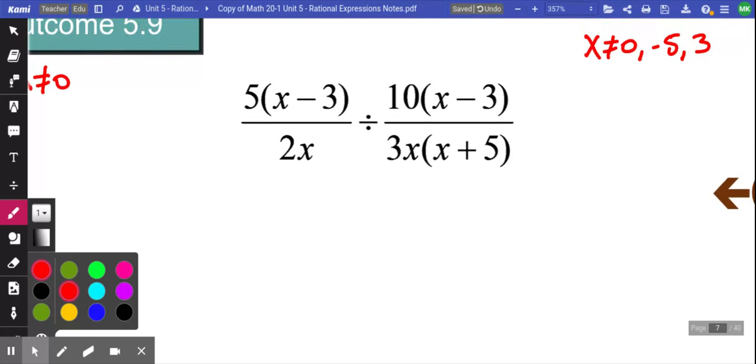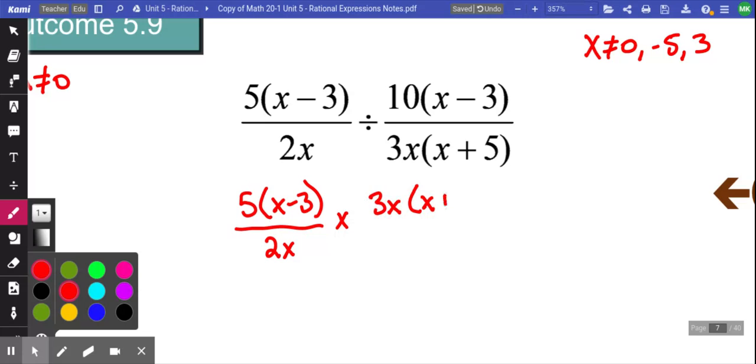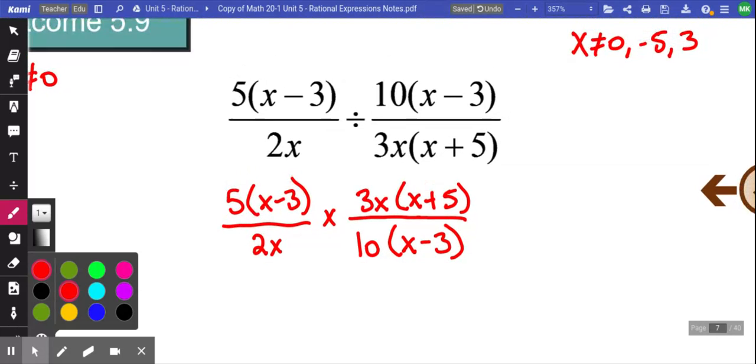So you would have 5, x minus 3. I think her name was Miss Anderson. 2x times 3x, x plus 5, divided by 10, x minus 3. Cool. Across the top, I can now multiply, right? That's the whole purpose of this kissing and flipping.